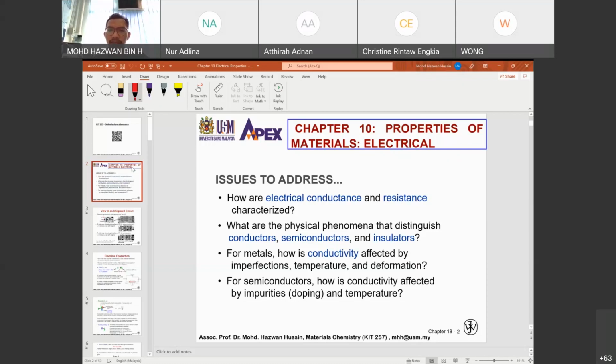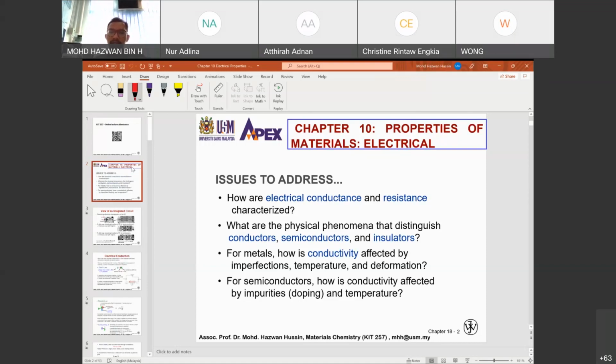So things that you need to understand in this chapter is how materials can conduct electricity, and how electrical conductance and resistance can be characterized. Okay. What are the physical phenomena that distinguish conductors, semiconductors, and insulators? So what does it mean by conductors? A conductor means the material that can conduct electricity. Okay. So when you apply a potential to the material, the electrons can actually mobilize. They can move in the material, and this will give the conduction.